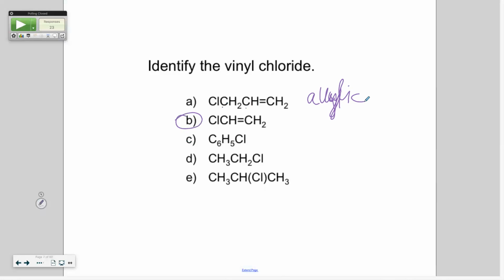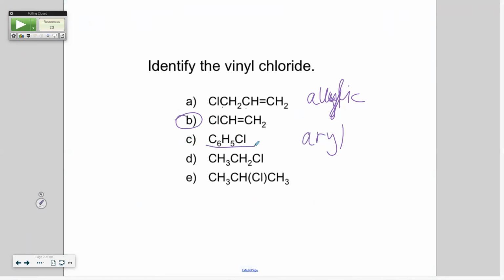What is C? Let's do them all. What's C? So what is that called? What kind? Nope. Aryl. It's aryl because it's on the benzene ring. If there was a carbon in between, it would be benzylic.